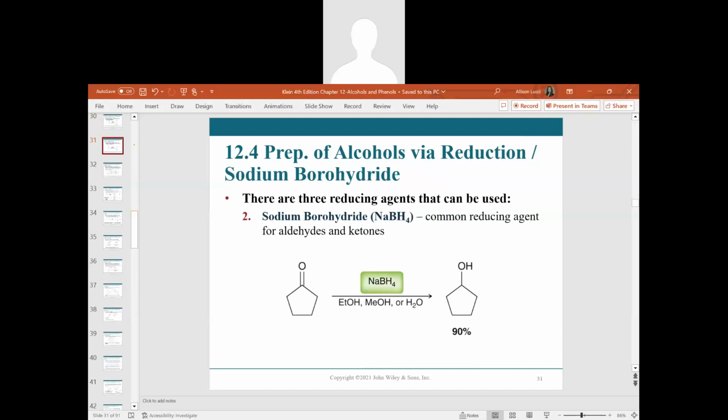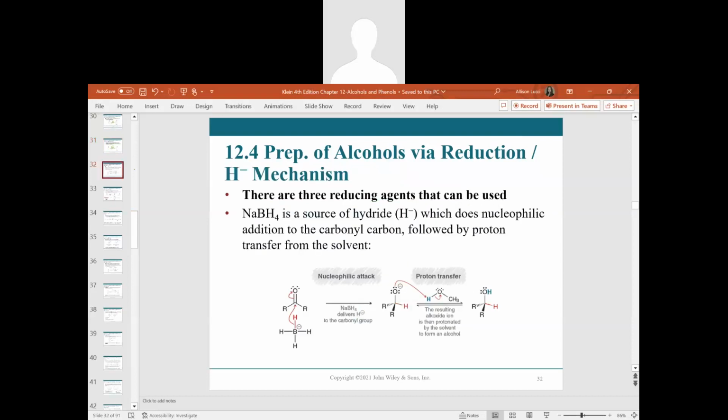There are 3 reducing agents that can be used to reduce our carbonyls now. So we have sodium borohydride, that's shown here. Solvents that can be used are ethanol, methanol, or water. And we generate about 90% yield of our primary alcohol product here. Or I'm sorry, this would technically be a secondary alcohol here.